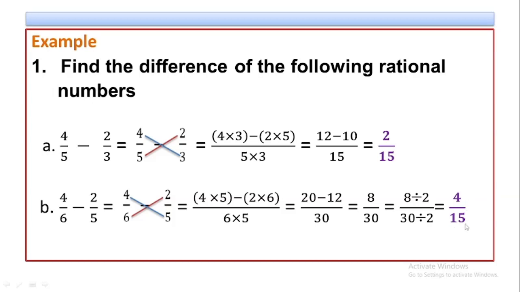So 4 over 6 is the difference of 4 over 6 and 2 over 5. Just by using the rule, we can solve the difference like this easily.